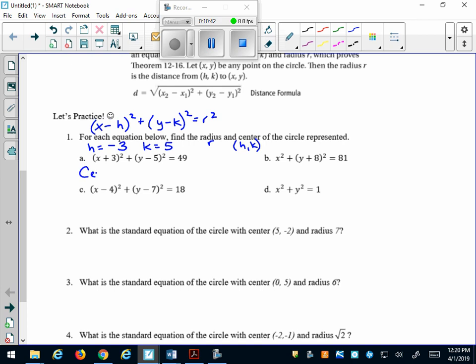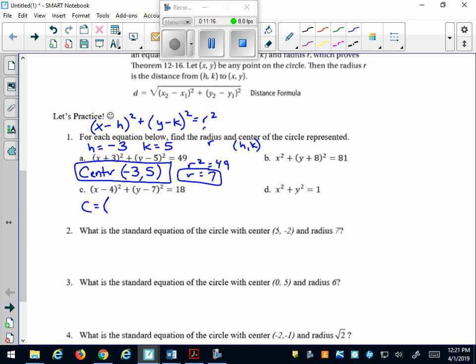Okay, so what's the center? If the center is hk, then the center is at point what? -3, 5. R squared is 49, because that's what's in this formula here. So what's R? Square root of 49, which is 7. Capiche? Easy, right? Okay, let's do the next one.